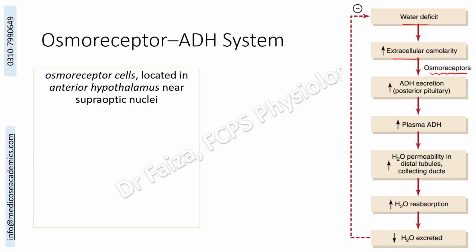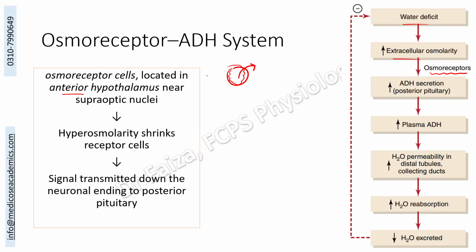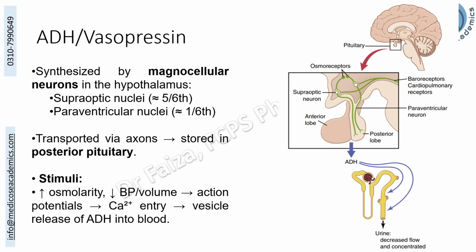The osmoreceptor cells are present in the anterior hypothalamus near the supraoptic nucleus. In response to hyperosmolarity, water will flow out from the anterior hypothalamic osmoreceptors. The cell will shrink, and this will be a stimulus for the release of ADH from the posterior pituitary.